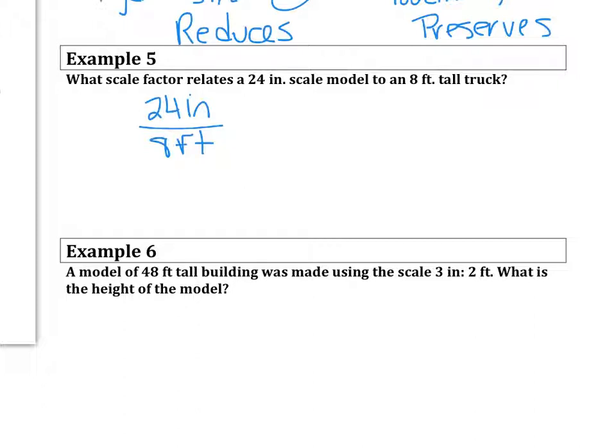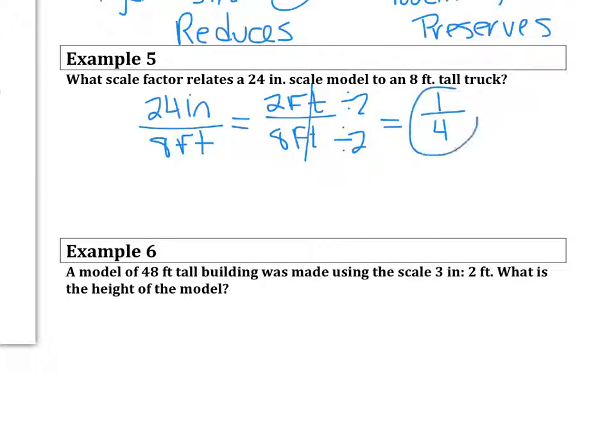Now, because I need to get those to the same unit, the easiest conversion would probably be to change them both to feet, which means we won't actually even have to change anything in the denominator. In the numerator, though, I know 24 inches is equivalent to 2 feet. So I would have 2 feet over 8 feet. The units would cancel, and I can simplify. So I'm going to divide by 2 in the numerator and denominator, and I will get 1/4. So the scale factor here is 1/4, and clearly the scale model is a reduction of the actual truck because it is smaller than 1.